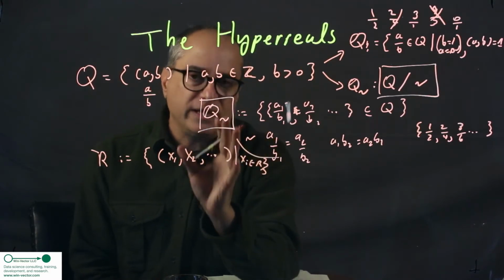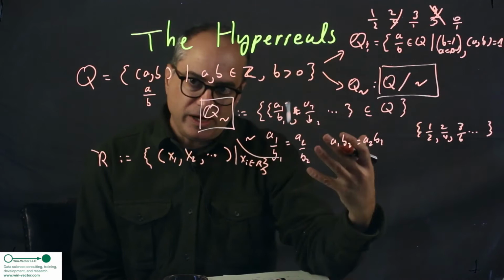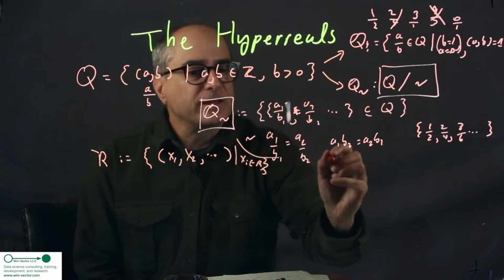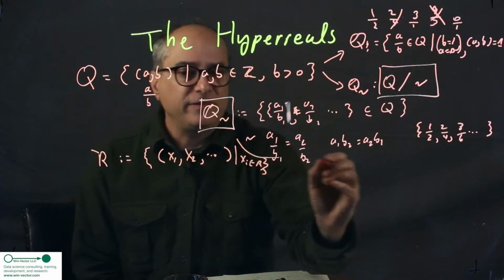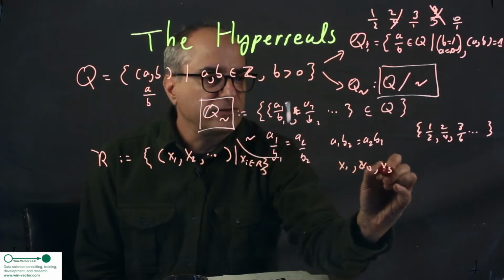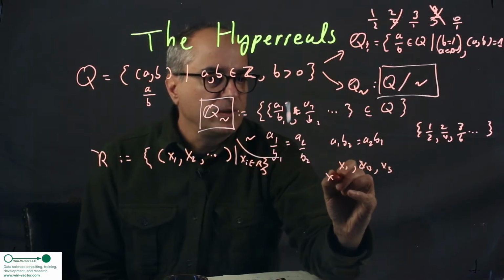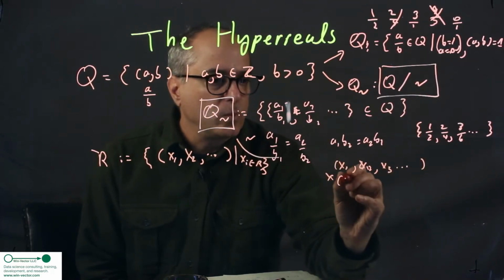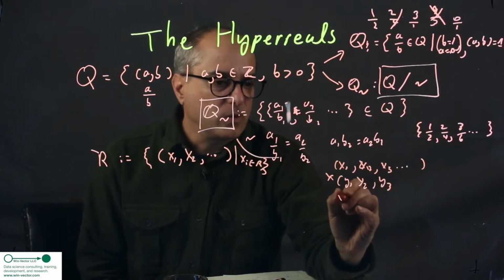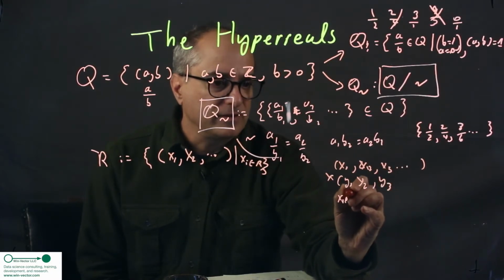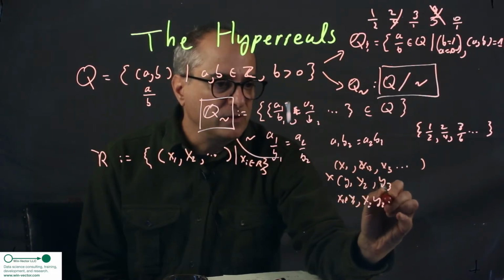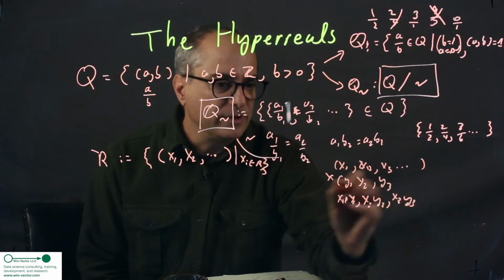And we can define the field operations on it, which are addition, multiplication, division, subtraction, things like that, by saying (x1, x2, x3) times (y1, y2, y3) is just the coordinate-wise product: (x1 y1, x2 y2, x3 y3).